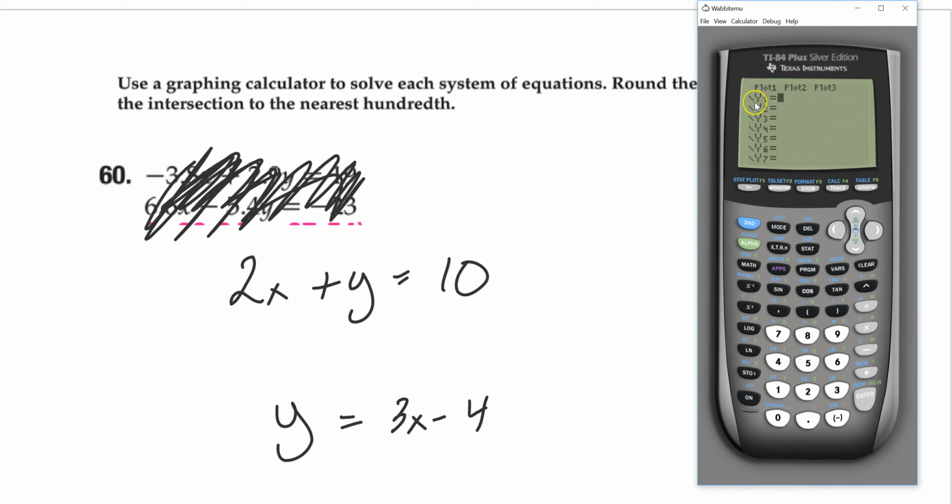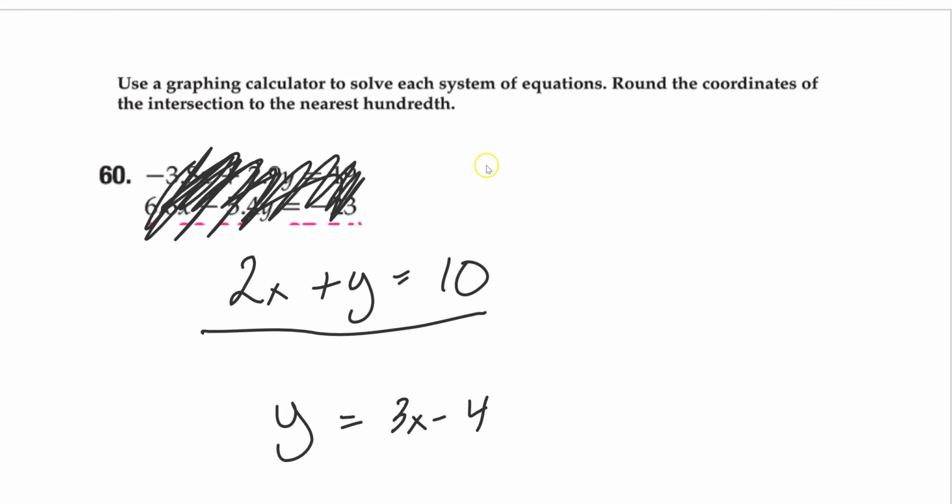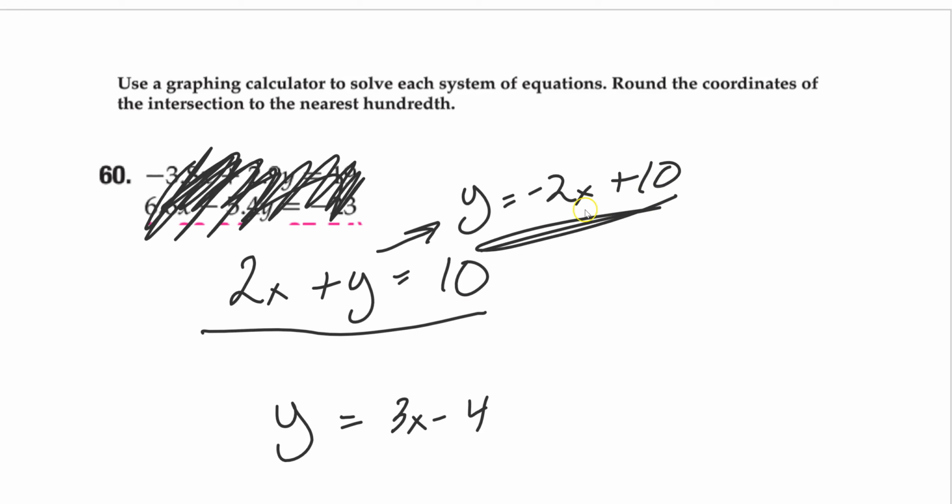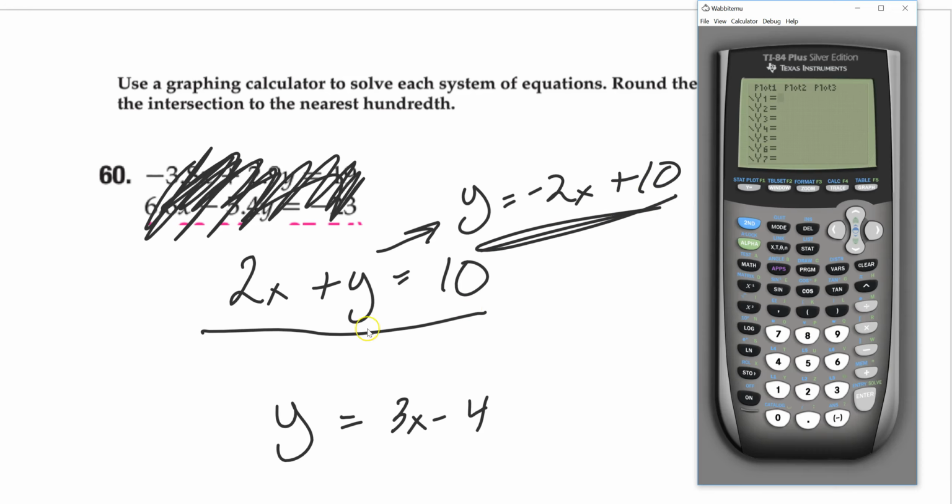Second, I'm going to clear this one out. Now I want you to notice, these all say y equals. So this equation right here, I can't plug in yet. I've got to get y by itself. So I've got to solve for it. So subtract 2x from both sides. I get that. Now I can plug it in. So you have to get y by itself. So I can plug in negative 2x plus 10. And then for my second equation, I'll type in 3x minus 4.